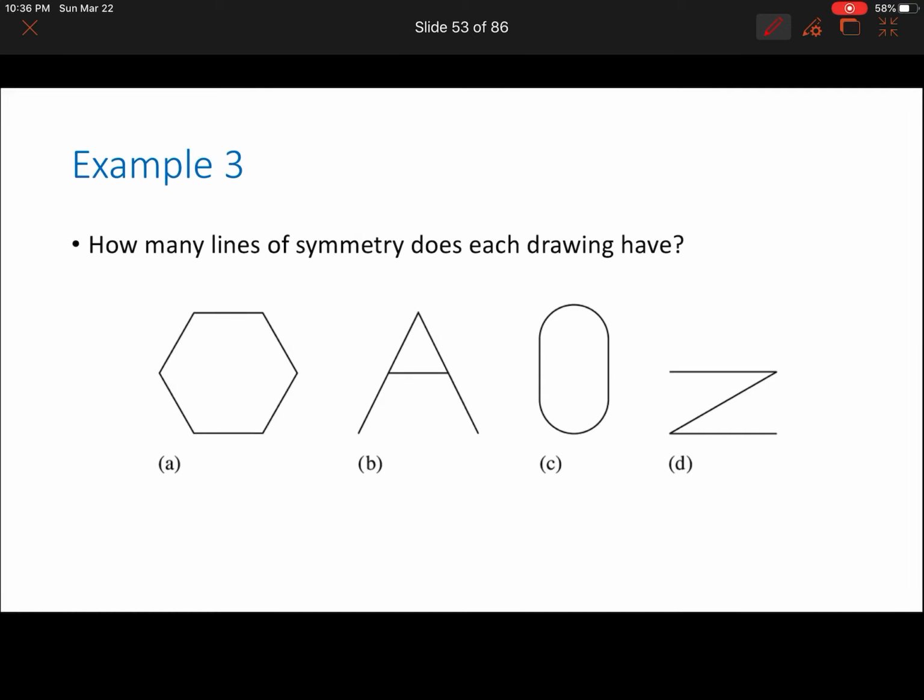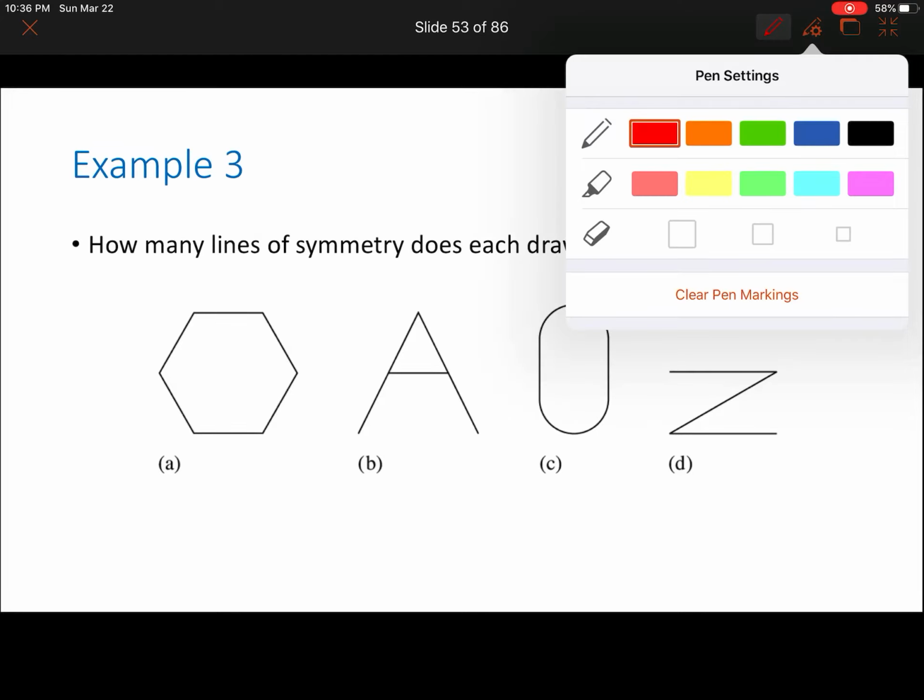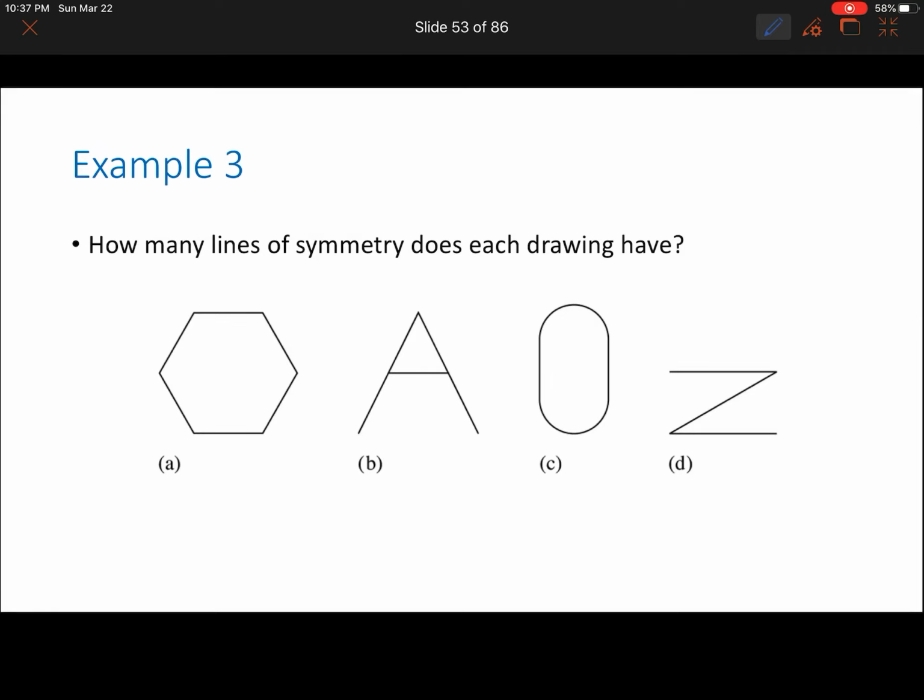So what I want us to do is look at each of these figures and identify how many lines of symmetry they have. Okay, so I'm going to do this in a different color here. On figure A, the first thing I notice is that if I were to draw a line directly down the center from top to bottom, I would be able to split that figure in half where the right side could lie on top of the left side.